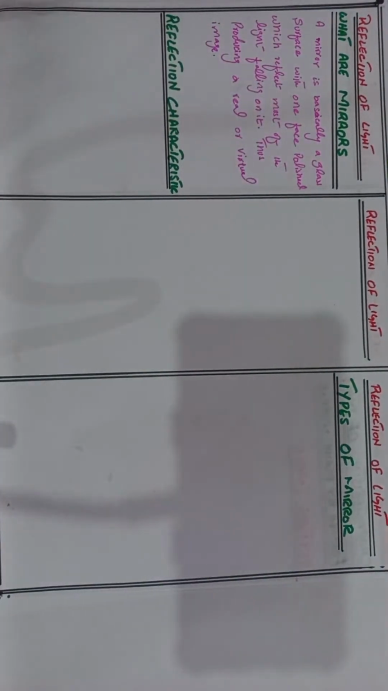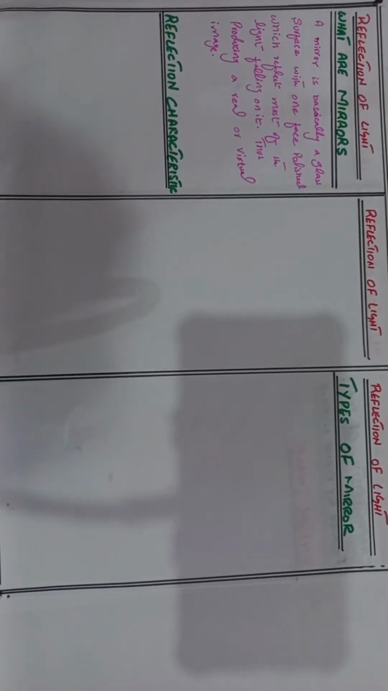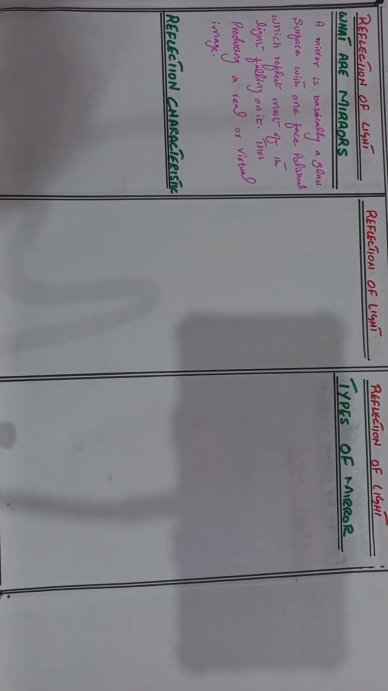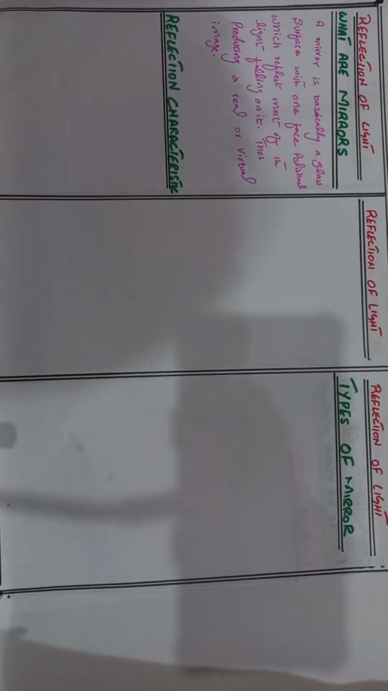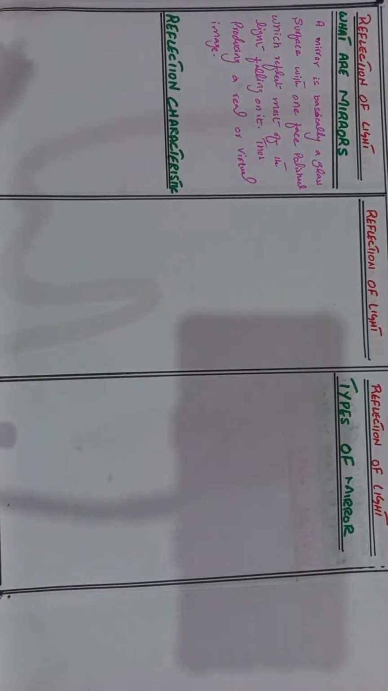So what is a mirror? A mirror is basically a glass surface with one surface polished which reflects most of the light falling on it, and that produces a real or virtual image. Now we discuss some properties of the reflection related to the image of the mirror. First we discuss the types of the image, which type of image is formed.